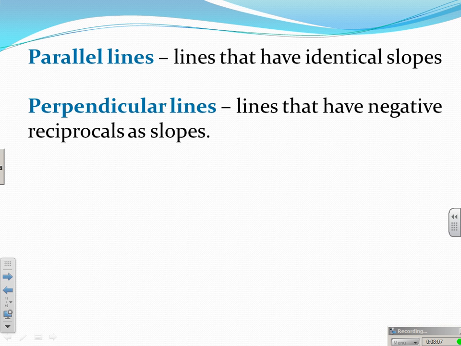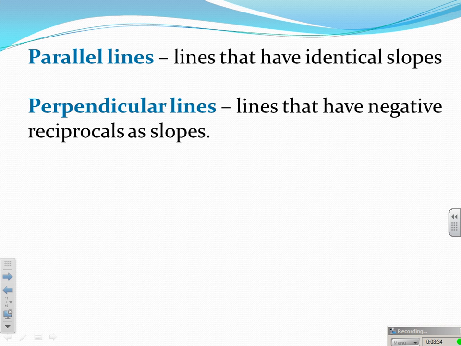Parallel lines and perpendicular lines are also two concepts that we're going to review with this section. Remember that if lines are going to be parallel, they must have identical slopes. That's what keeps them from running into and intersecting each other. Perpendicular lines are lines that have negative reciprocals as slopes. So for example, if one line had a slope of 2, a perpendicular line to it would have to have a slope of negative 1 over 2.